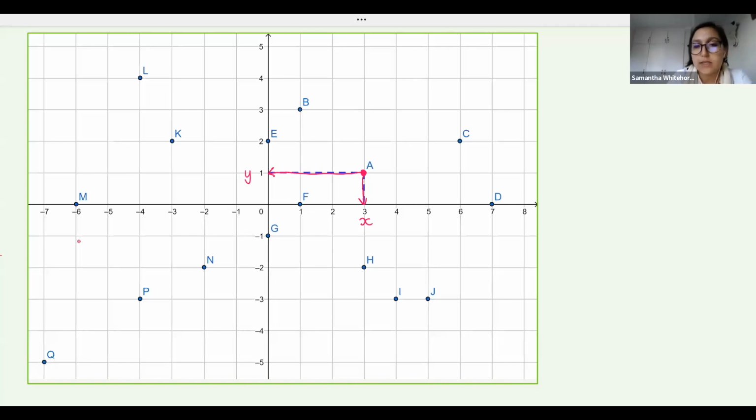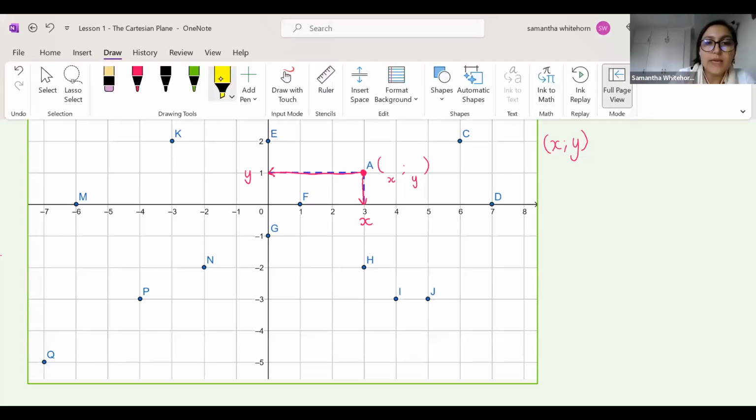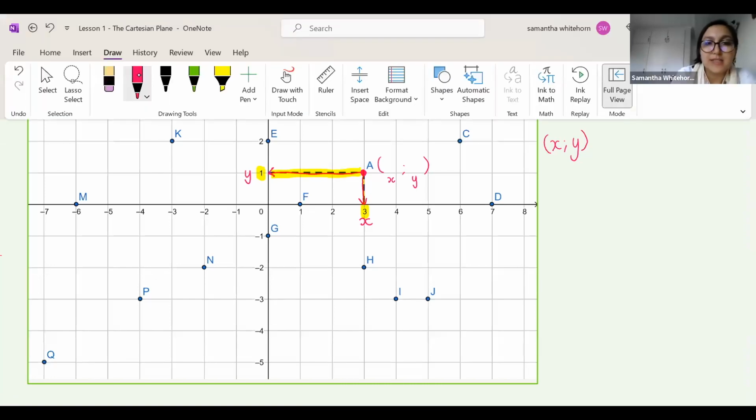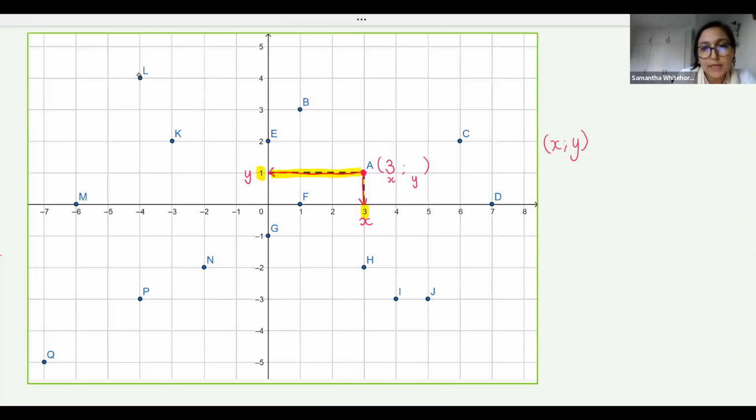Now remember, any coordinate is always written x, y. So I always want to write the value of x first, and then I want to write my value of y. So looking at this, if we go and read our values, we can see that the x coordinate is 3 and my y coordinate is 1. And so we can now write down the exact coordinate for point A, 3, 1.